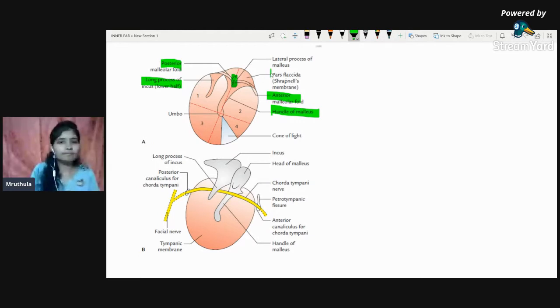You can see the pars flaccida here. We previously saw it in the diagram. It's otherwise called Shrapnel's membrane. And the umbo is actually the midpoint of all the four quadrants.